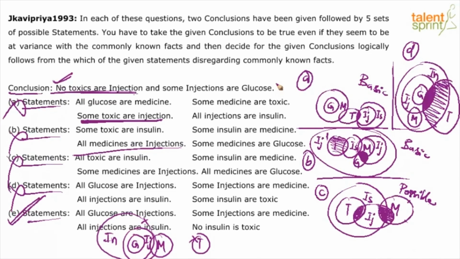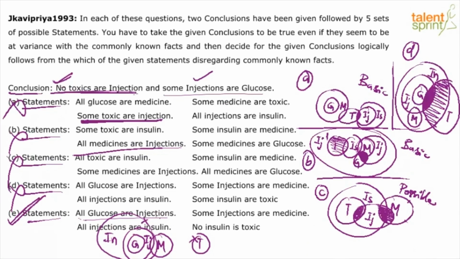Some injections are glucose is also correct, because all glucose are injections. You're able to follow? All glucose are injections. What's the definite conclusion? Some injections are glucose. Second one also is correct. So option E is the correct answer.